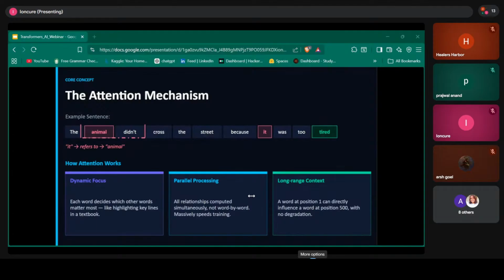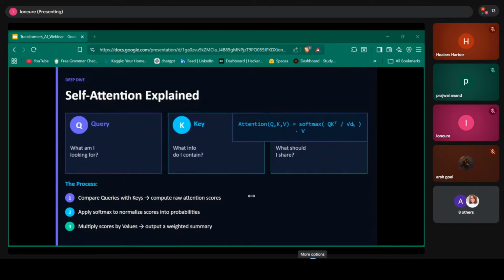But how? Because you subconsciously paid attention to the right word. Transformers do exactly the same thing. Every word dynamically decides which other words in the sentence are most relevant to understanding its meaning. It learns to attend strongly to "animal," and this lets the model understand the context the way humans naturally do.